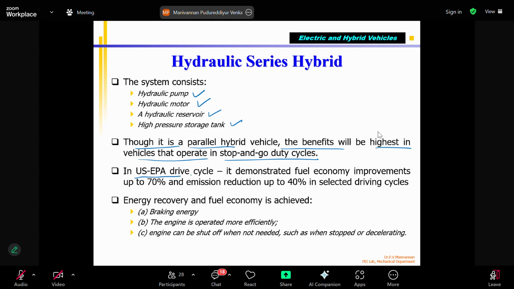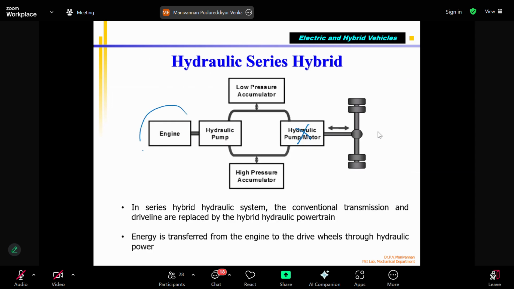Then they've tested under EPA drive cycle. They have demonstrated with the hydraulic hybrids that they were able to increase the fuel economy up to 70%. Why fuel economy? Please note that the vehicle is most of the time driven by the engine. Correct? So, but we are going to use it less, and we will be recovering regenerative braking, hydraulic motor losses are less. Correct? Hydraulic motor has another advantage.